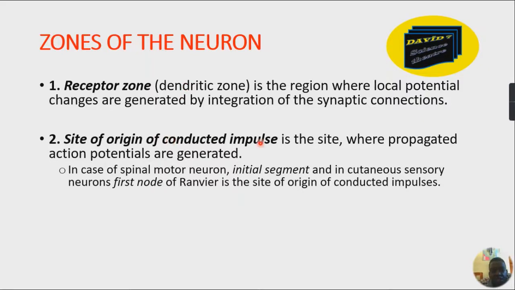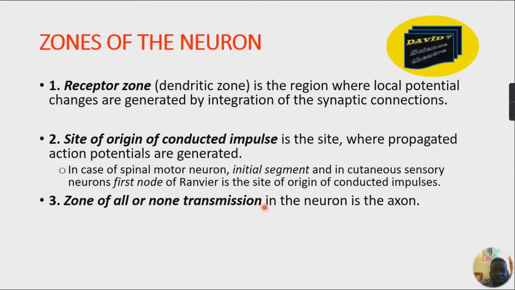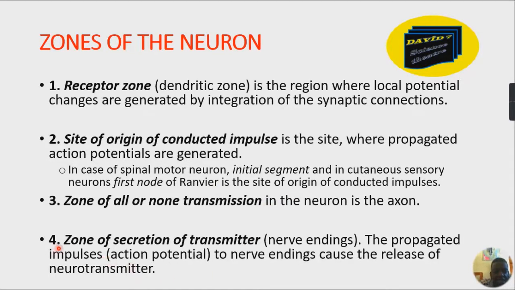Now, the site of origin of conducted impulse is the site where propagated action potentials are generated. In the case of spinal motor neuron, initial segment, and in cutaneous sensory neurons, the first node of ganglia. Are you getting my point? That the site of origin of conducted impulse for a spinal motor neuron will be the initial segment, but for a cutaneous sensory neuron, it will be the first node of ganglia. Alright. Zone of all or none transmission is what we call the axon. And lastly, the zone of secretion of transmitter. These are nerve endings. The propagated impulses, call them action potentials, to the nerve endings cause the release of the neurotransmitter. That's why the neurotransmitter is released, just because of the arrival of the impulse at the axon terminals.